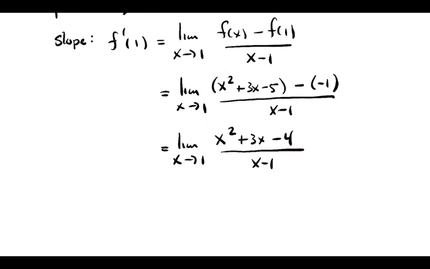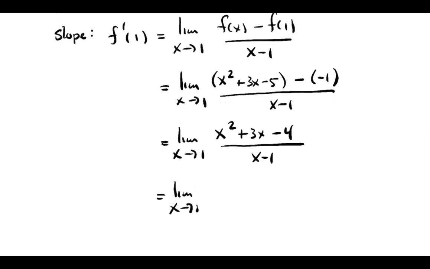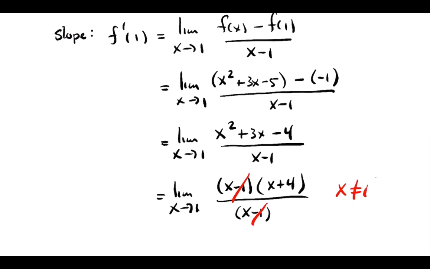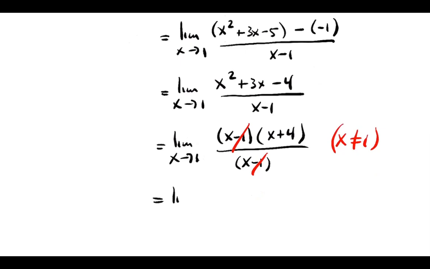So that numerator must factor. And in fact, there's a hint. It must factor into x minus 1 times something. That's why plugging in 1 made it 0. So what does that something have to be? Well, negative 1 times what is negative 4? It has to be positive 4. So you can check that factorization, and as long as x is not equal to 1, those factors will cancel. x is not equal to 1 because I'm taking a limit at 1. So we get the limit as x goes to 1 of x plus 4, which is 5.